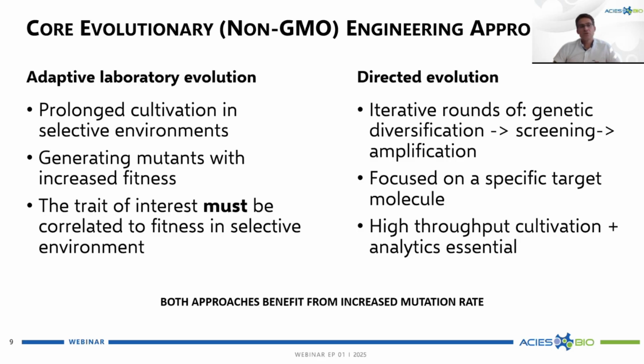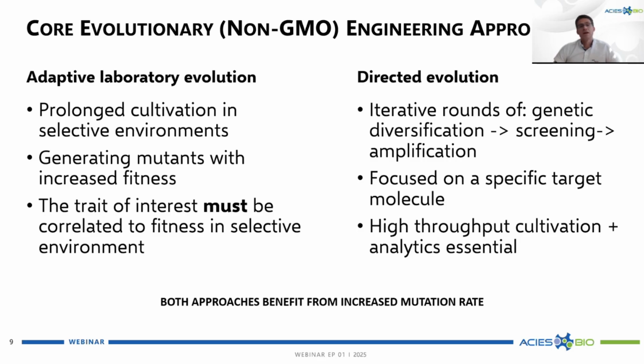And of course, in order to use this principle and this approach, the trait of interest, so what we want to achieve, has to be correlated very closely with the fitness in selective environments. So the strains which grow better must actually correlate with what we would like to achieve.